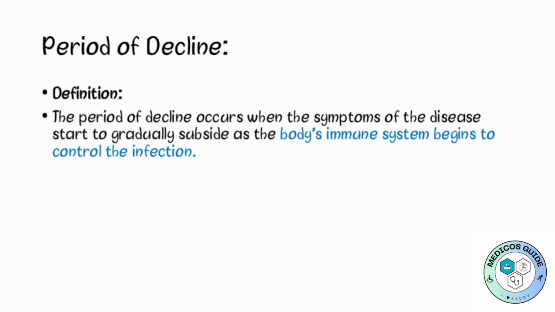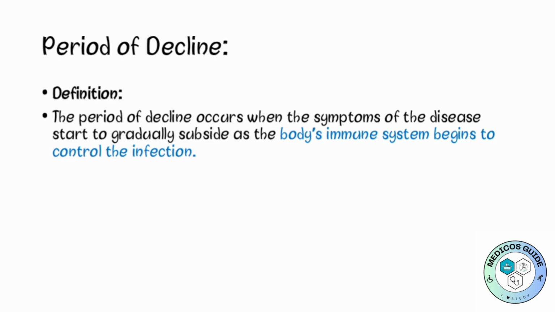Symptoms begin to lessen and you start feeling a bit better. It's like the storm clouds clearing after a heavy rain. Examples include feeling less tired and congested as your cold starts to go away, or having fewer stomach pains as your food poisoning subsides. So, what's the definition?